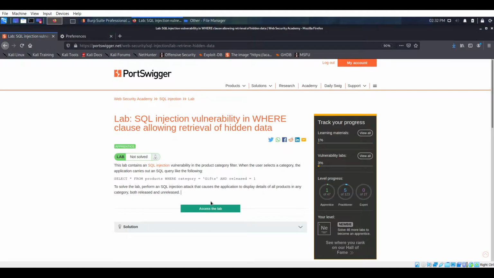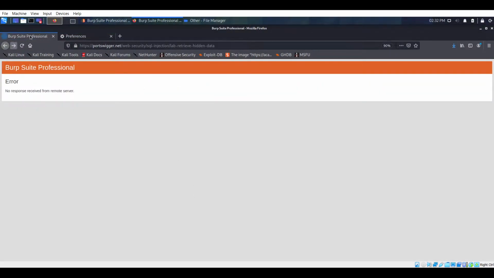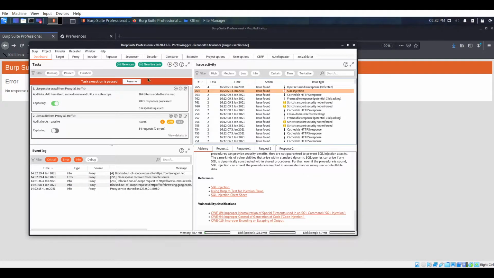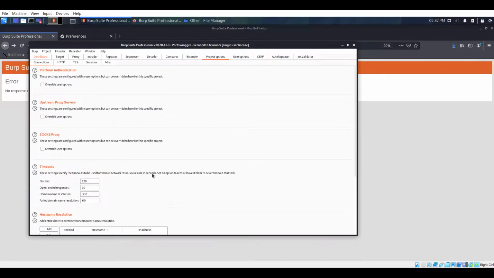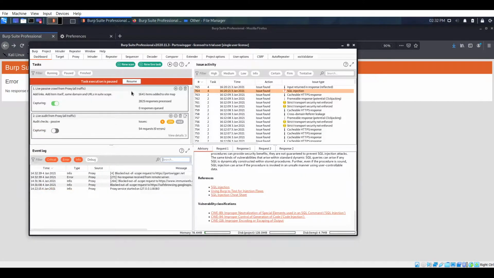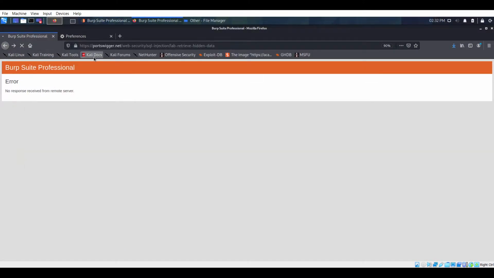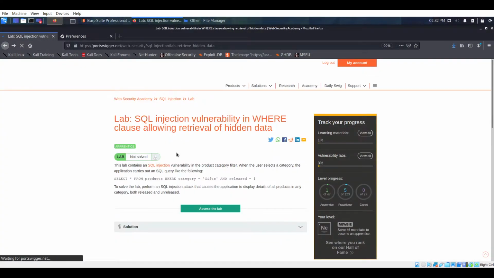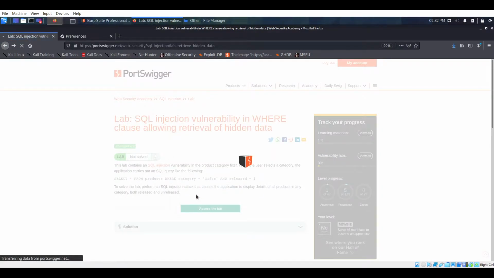Proxy is on. It's dropping out of scope. Yep. Here we go. Access the lab.